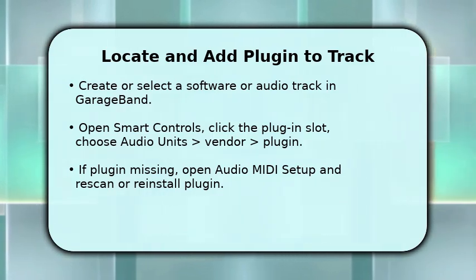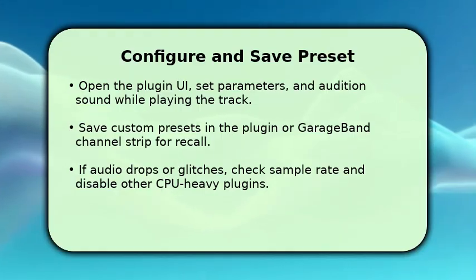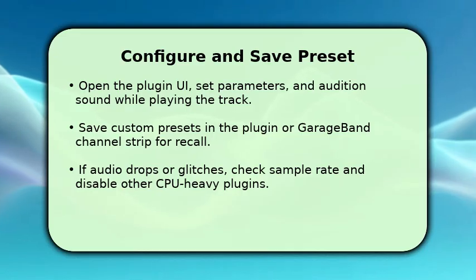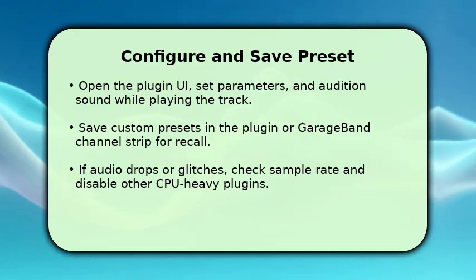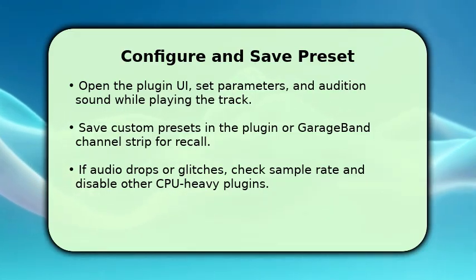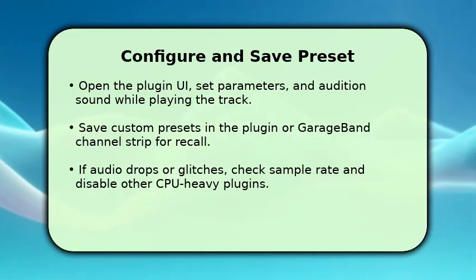Finally, configure the plugin and secure your settings. Open the plugin's user interface, tweak parameters while playing audio so you hear changes in context, and use bypass to compare processed versus dry sound. Once satisfied, save a preset inside the plugin or save the entire channel strip setting in GarageBand so you can reuse it later.